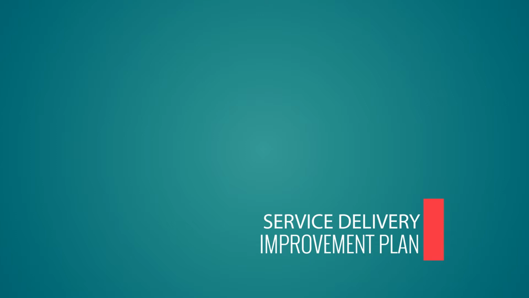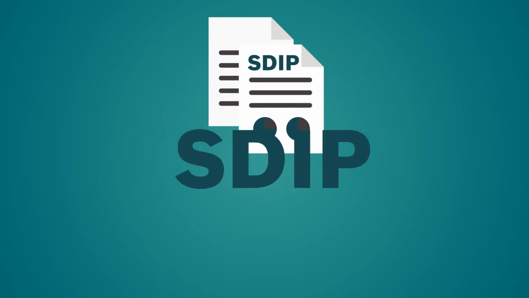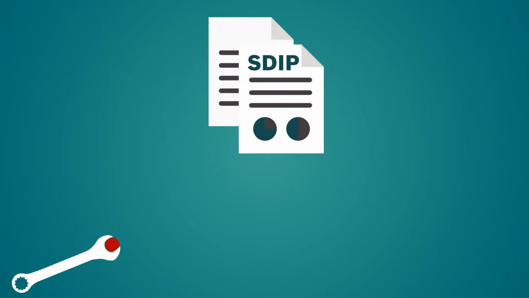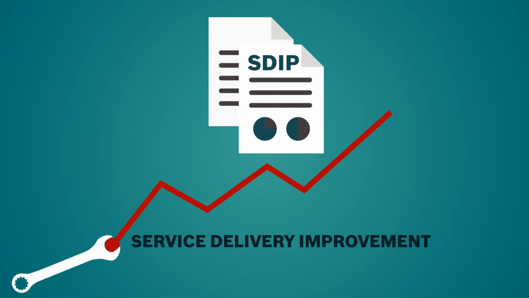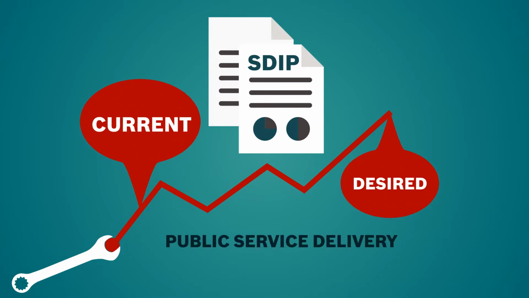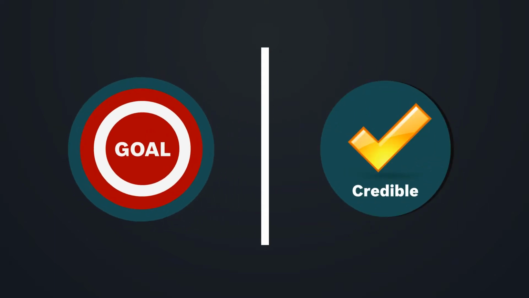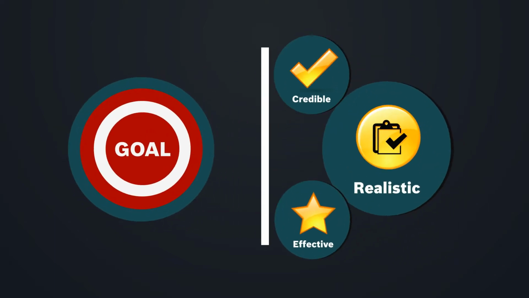Service Delivery Improvement Plan. A Service Delivery Improvement Plan, also referred to as a SDIP, is a tool that focuses on service delivery improvement by addressing the gap between the current and the desired state of public service delivery. The goal of SDIPs is to provide a mechanism for continuous incremental improvement in service delivery. For this reason, SDIPs must be credible, effective, and above all, realistic.